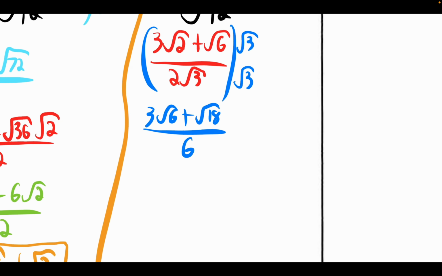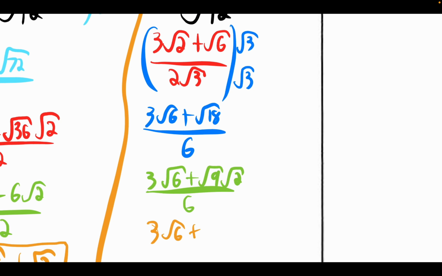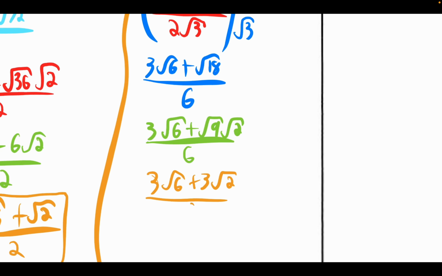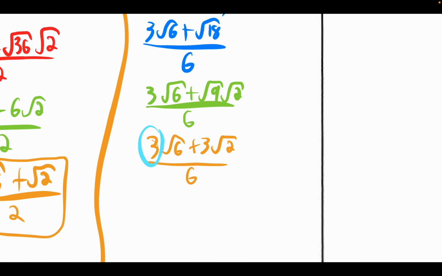Then square root of 18 simplifies into square root of 9 times the square root of 2, that's 3 times the square root of 2, over 6. And again, we're in the scenario where we need to simplify the regular numbers, the 3 and the 6. This time they all simplify by 3. And we get square root 6 plus square root 2 over 2.